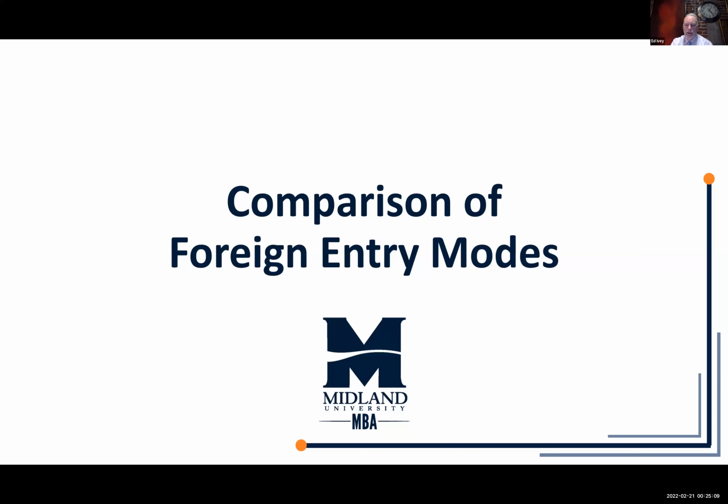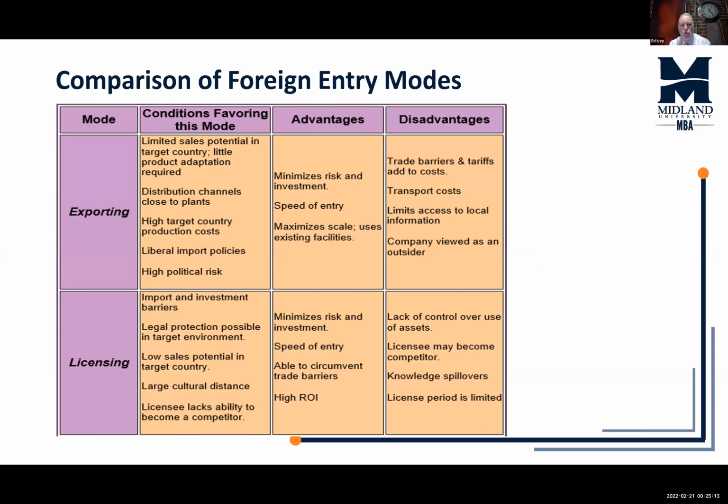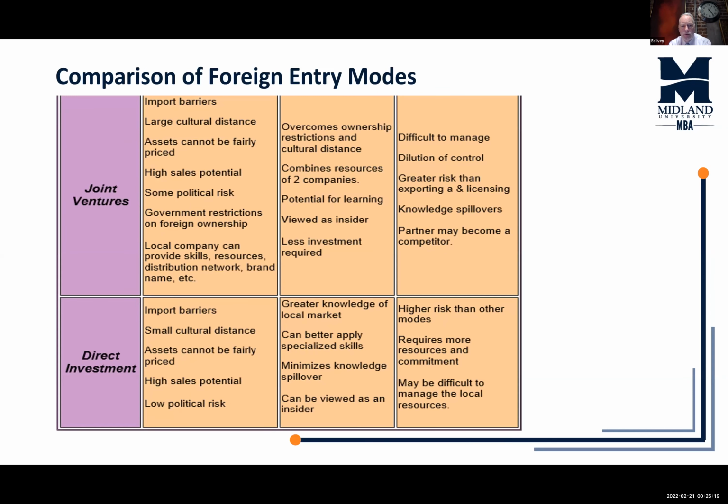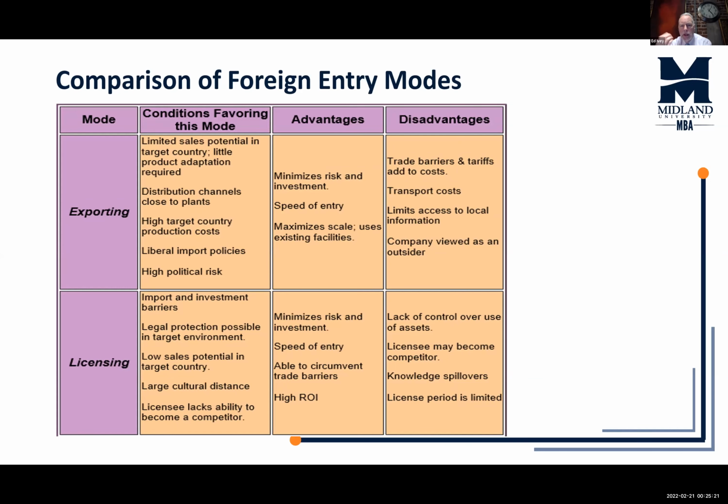This video allows us to compare the differences in foreign entry modes. So when we think of foreign entry modes, what is it that we think of? We've got four main ones. They're exporting, licensing, joint ventures, and direct investment. And we're going to look at each of these four in turn.